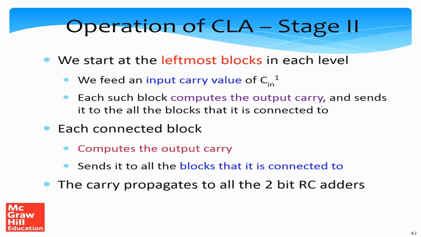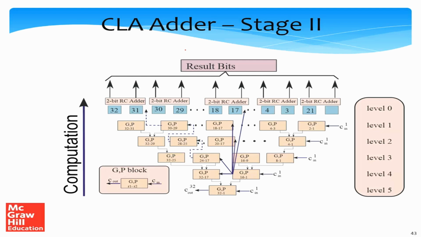So we start at well, it should not be the leftmost blocks in each level. Sorry, it should be the rightmost. Well, it depends on how you are looking at it. But if we are staring at the screen, it should be the rightmost blocks actually, not the leftmost. And then we feed it an input carry of C in 1. So then each block will compute the output carry and send it to all the blocks it's connected to till it reaches the ripple carry adders. And so basically this is again the same diagram shown once again just to reinforce the facts of how this is done.